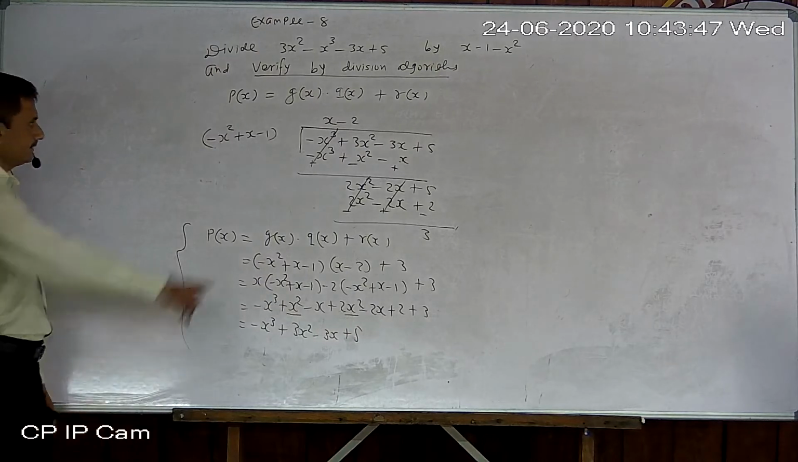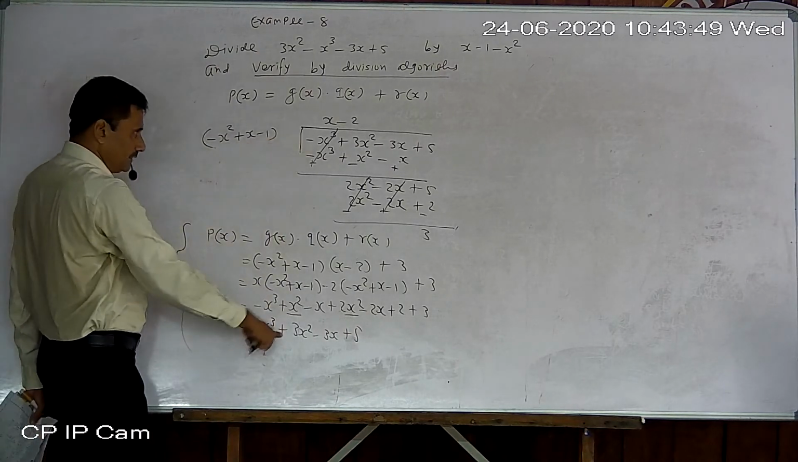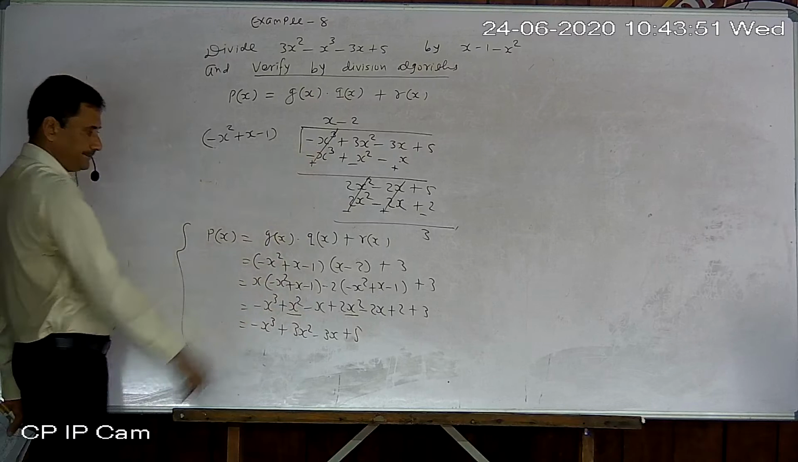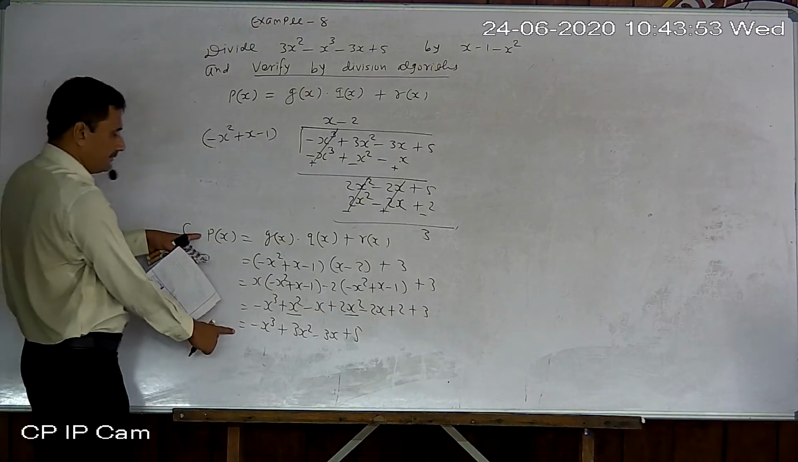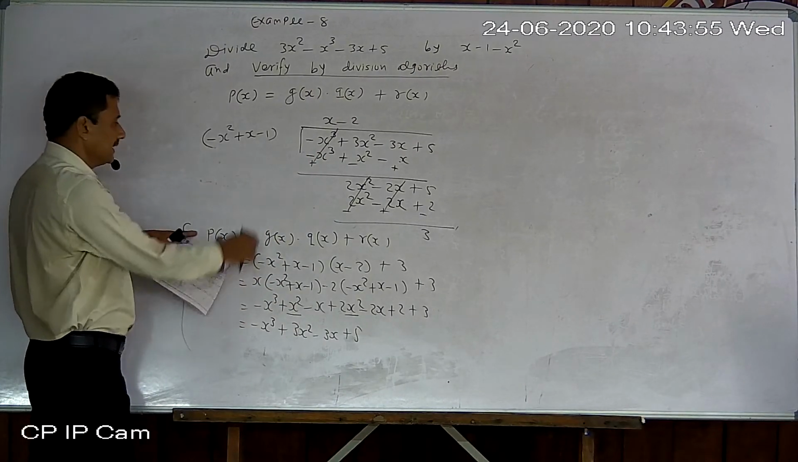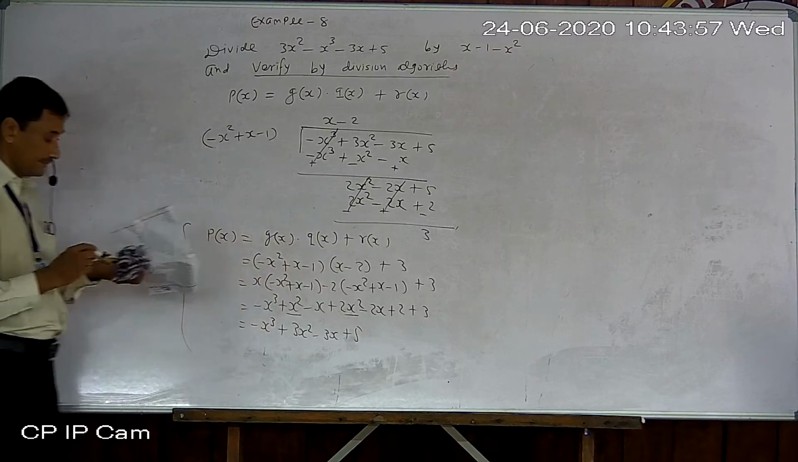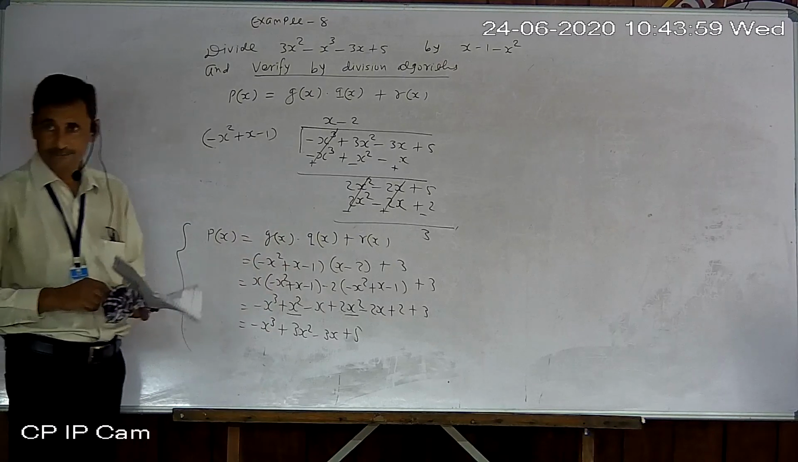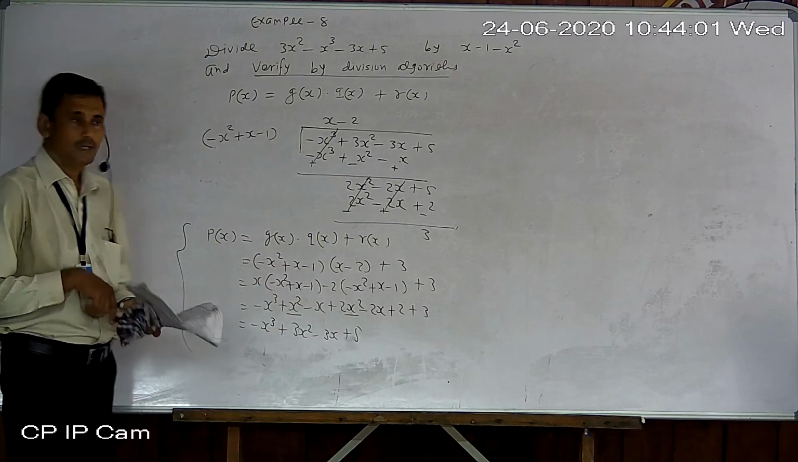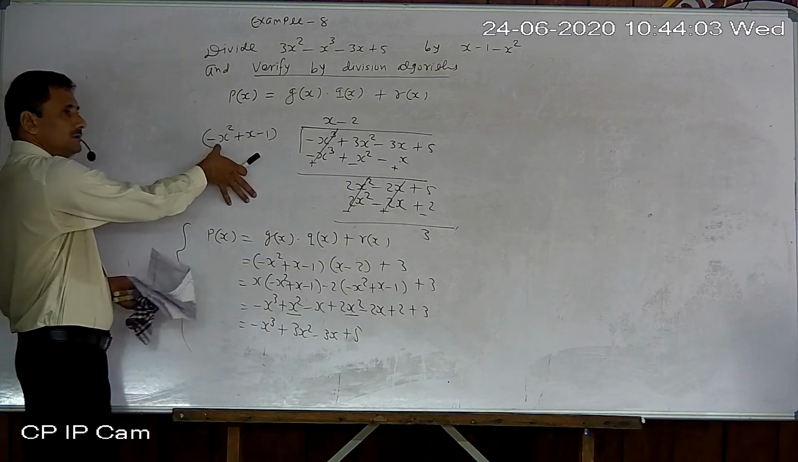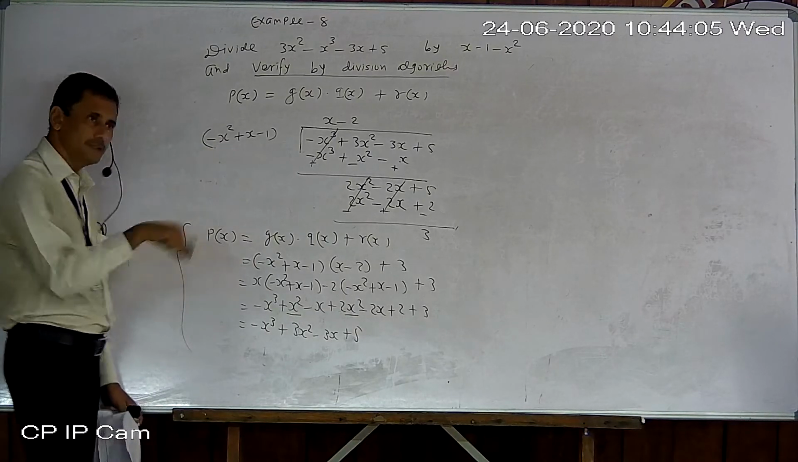So what we obtain? That dividend polynomial itself, just verify that. Okay, so dividend polynomial is obtained. Okay, so that is the verification step, whether our division process was right or wrong. Okay, so how to divide was not new. How to verify, that is new.